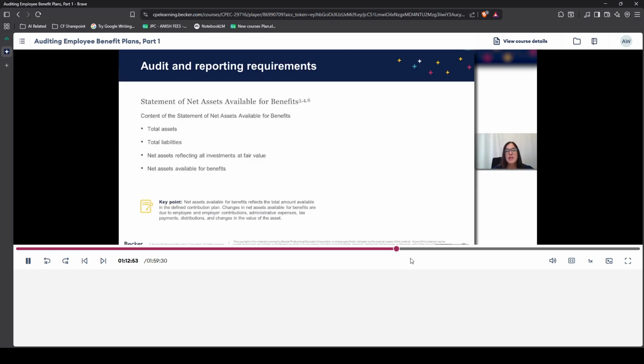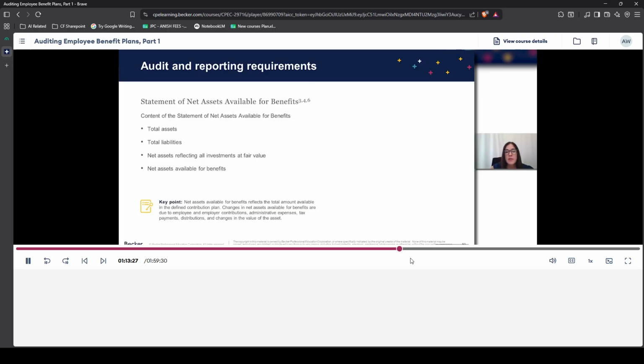Your statement of net assets available for benefits is made up of your total assets, which is going to include your investments, your receivables, and cash. Then you have your total liabilities that are subtracted from the total assets, and your liabilities include things such as operating expenses payable or refunds of excess contributions. Those are liabilities. So you subtract your liabilities from your assets to arrive at your net assets available for benefits.